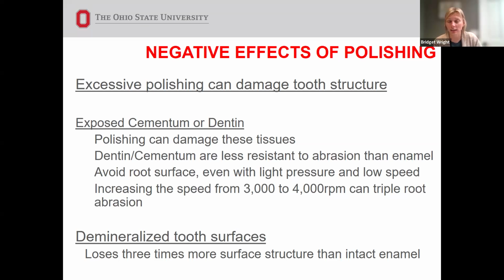Exposed cementum or dentin can be damaged more readily. We talked about how those two types of tooth structure are less mineralized, so they can be damaged quicker. You want to be really cautious when you're working around those, and make sure you use light pressure and a slower speed in those areas. And then, of course, as we discussed, demineralized areas are weaker, so they can be affected more quickly and you can cause damage. You've got to be really careful with those.